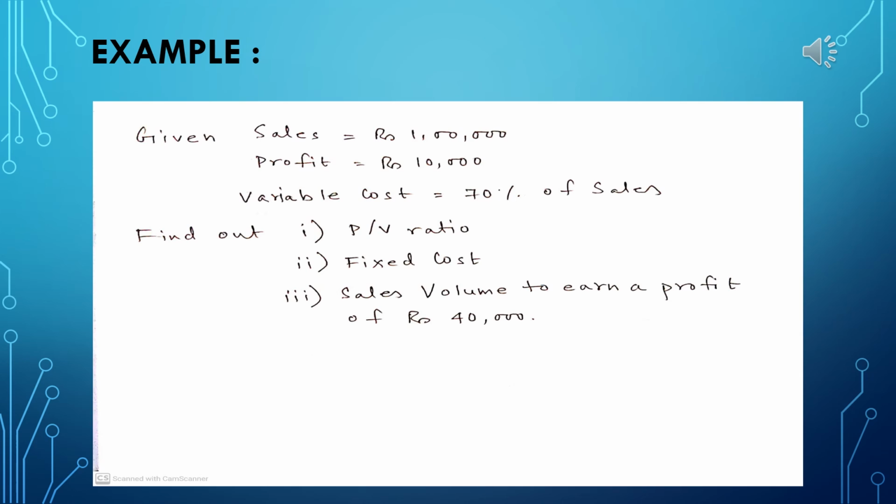Let us consider another example here where the sales figure has been given to us at rupees 1 lakh. The profit figure has been given to us at 10,000. The variable cost has been said to be 70% of the sales. So these are the values which have been provided to us. From that we need to find out the PV ratio, the fixed cost, and the sales volume in order to earn a profit of 40,000.